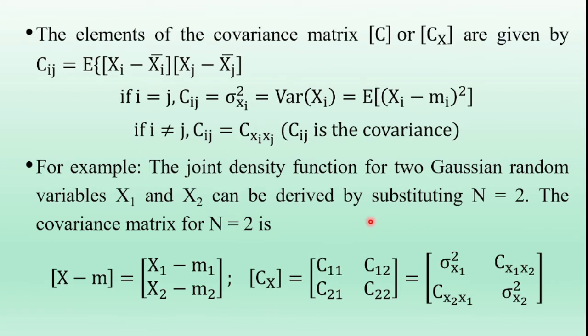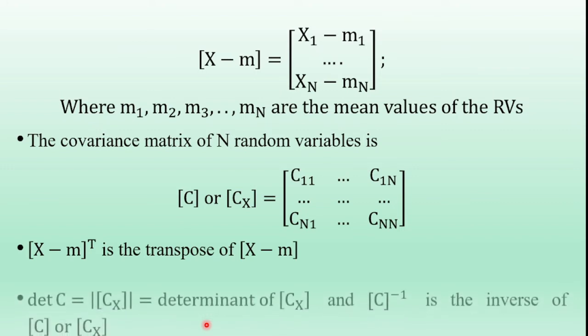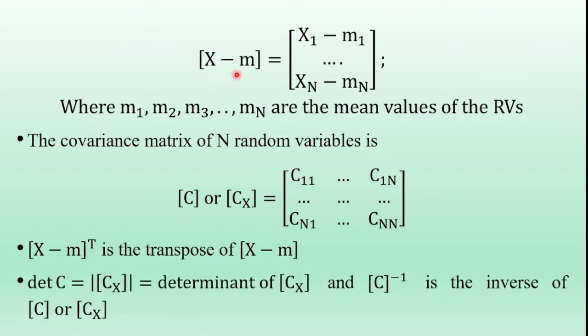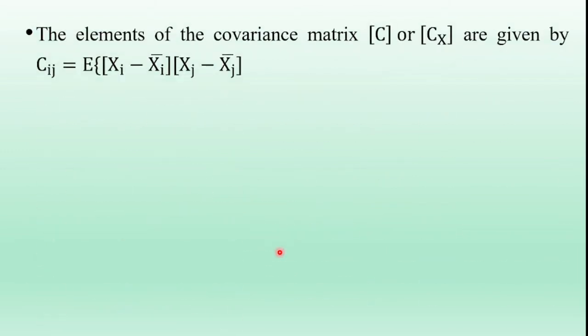Two random variables means capital N is equal to 2. In the above expression substitute capital N equal to 2. We get the matrix X minus M equal to x1 minus m1, x2 minus m2. This is the matrix X minus M for capital N random variables, this is the covariance matrix for capital N random variables, and this is the covariance definition for capital N random variables.